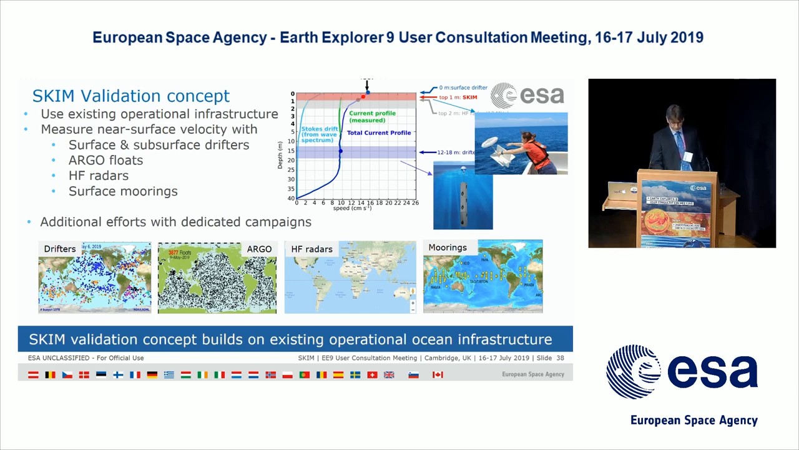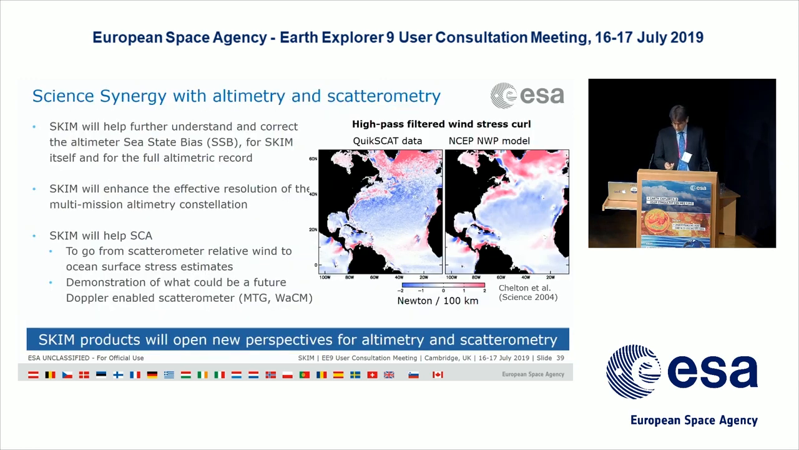A very important aspect is that SKIM contains a nadir altimeter. It will be measuring at the same time the full wave spectrum, and so by combining this, you can actually look in much more detail at the sea state bias, which is today the largest source of error for nadir altimeters. And so that will also probably lead to reprocessing of past altimeter records and giving us a better time series of altimetry.